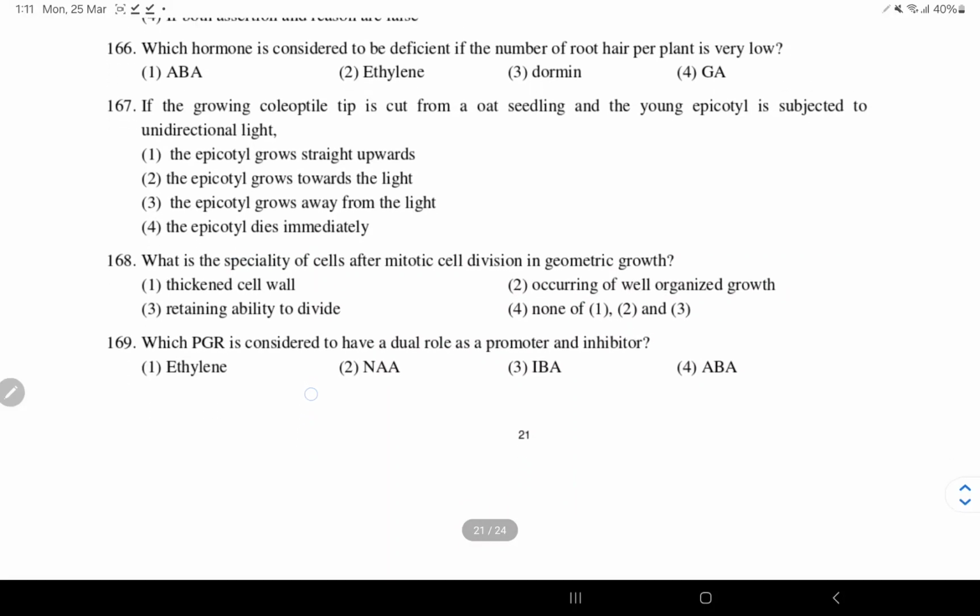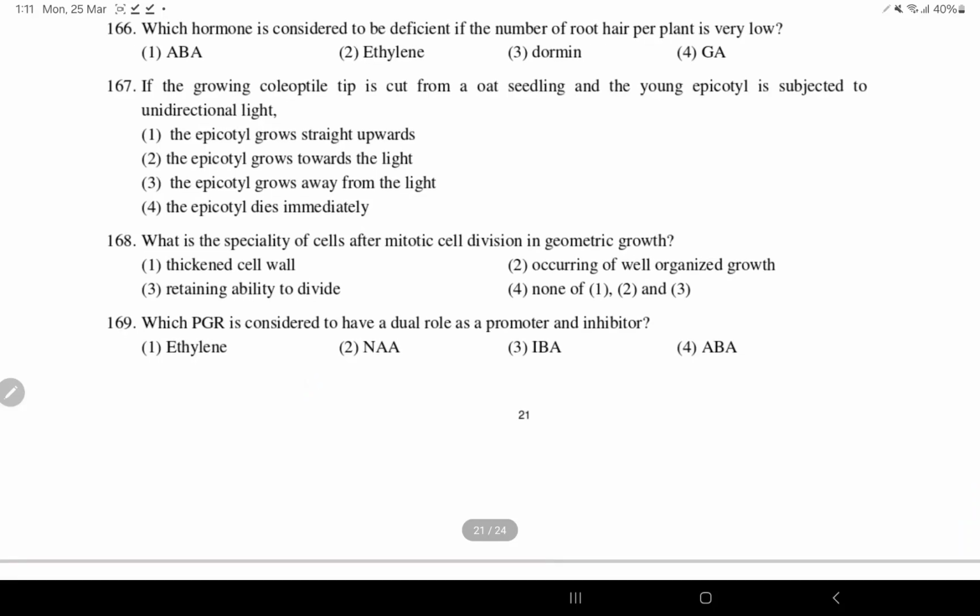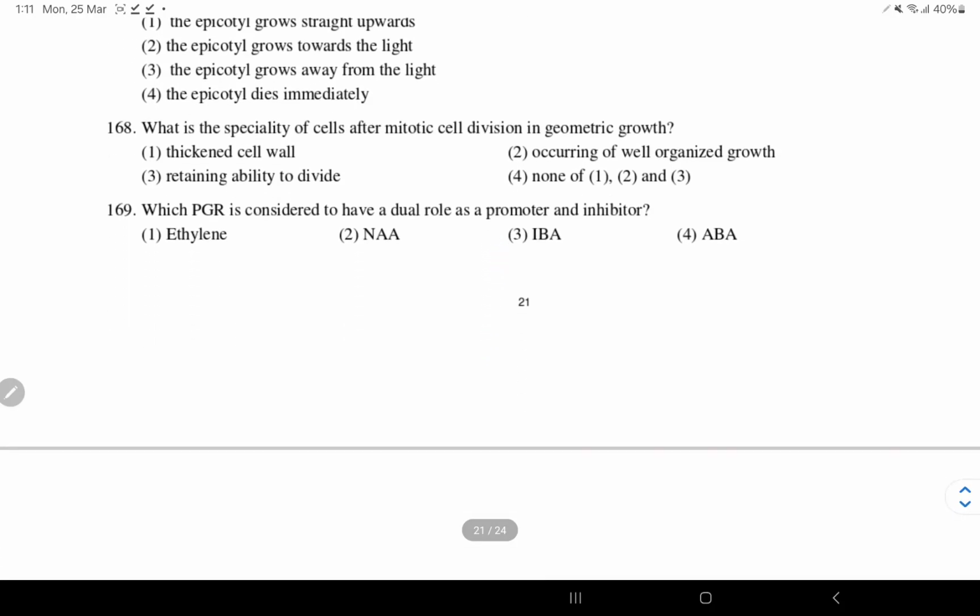If a growing coleoptile tip is cut from the oat seedling, and the young epicotyl is subjected to unidirectional light, the epicotyl grows straight upwards. Option 1 is correct. What is the speciality of cells after mitotic cell division in geometric growth?